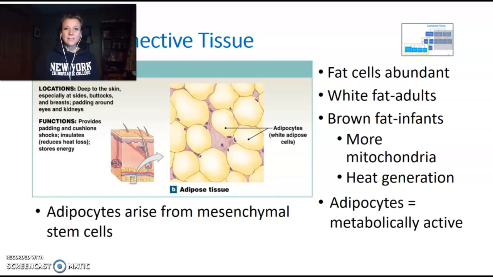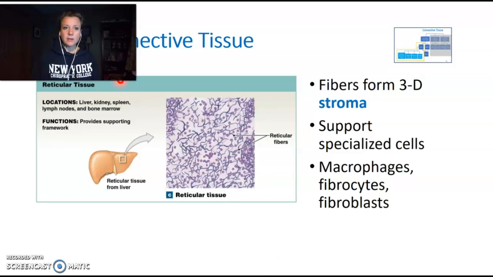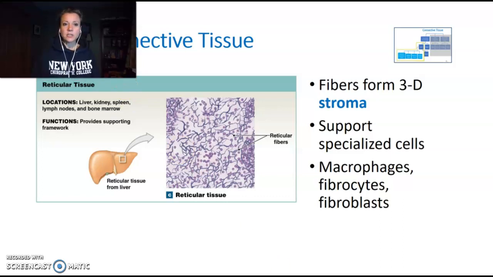All right, everyone, this is part 2 of our connective tissue video lecture. We just finished talking about 3 different types of loose connective tissue: embryonic connective tissue, areolar connective tissue, and adipose tissue. And let's talk about one more. This type of loose connective tissue is called reticular tissue.